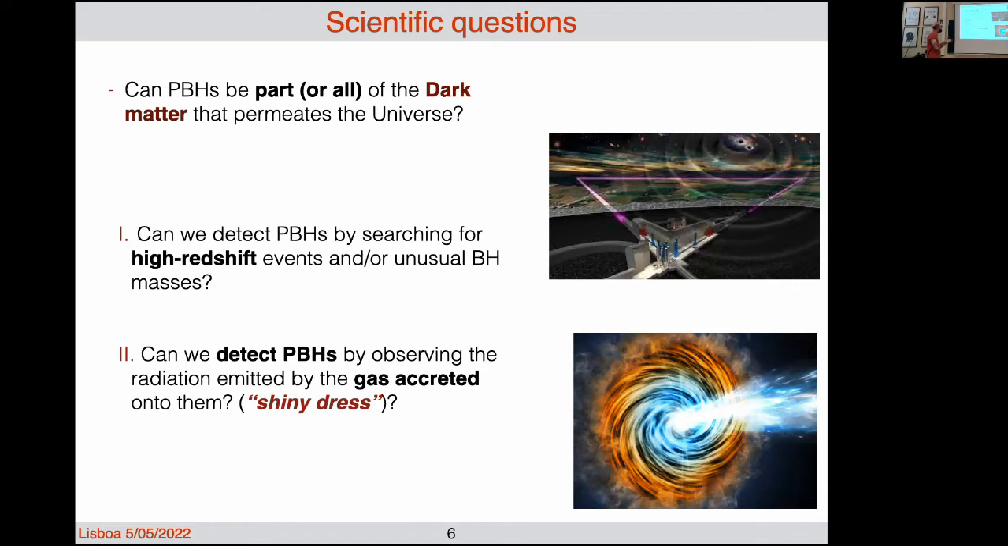On the other hand, I will also talk about how we can detect primordial black holes by observing the radiation emitted by baryonic gas, ordinary gas, accreted onto them. This would be more related to galactic scales. On the other hand, this would be related to cosmological distances and to very high redshift. So yeah, this is the plan.